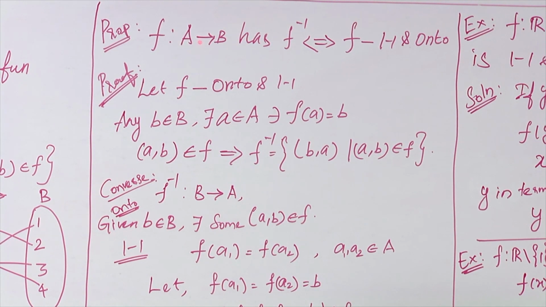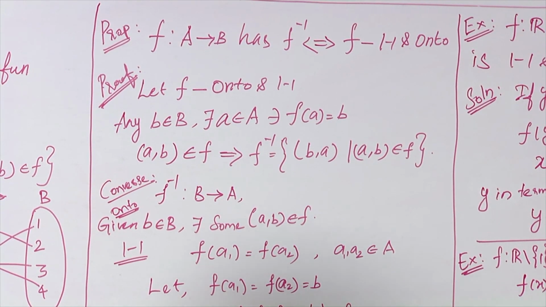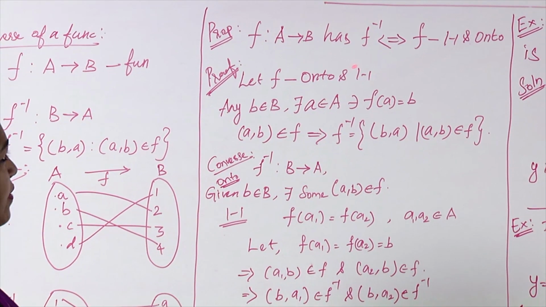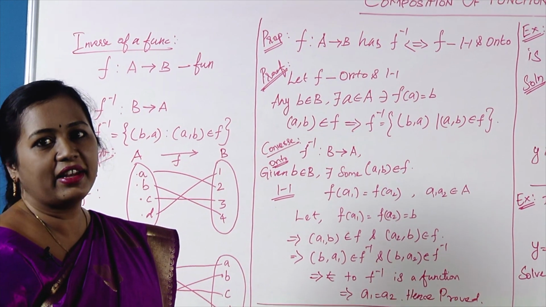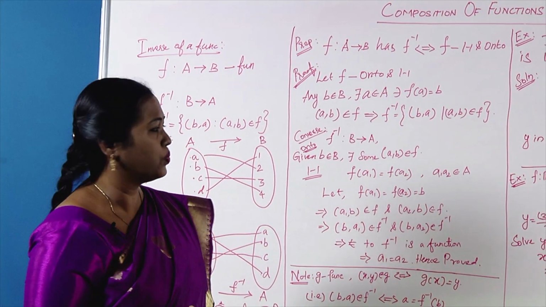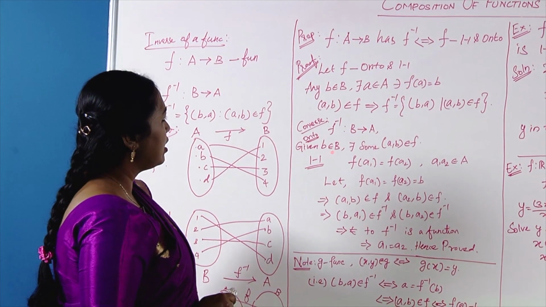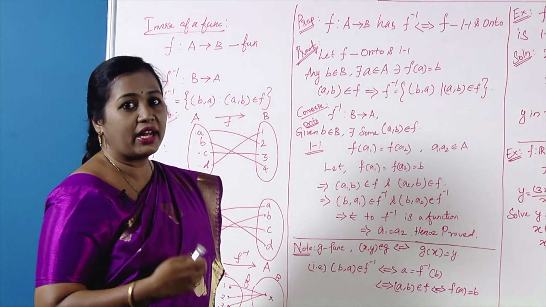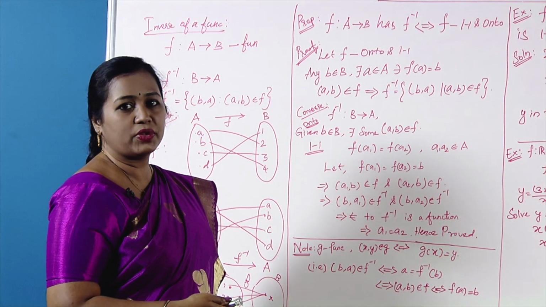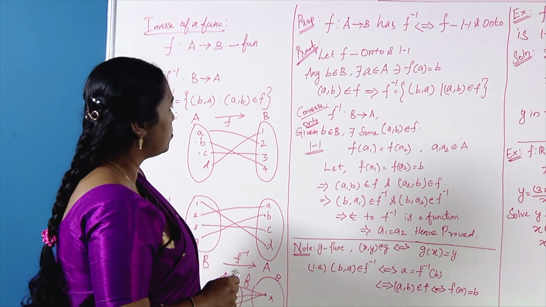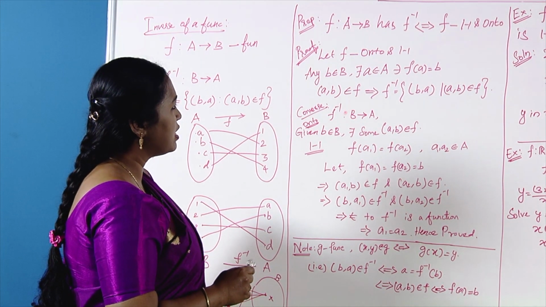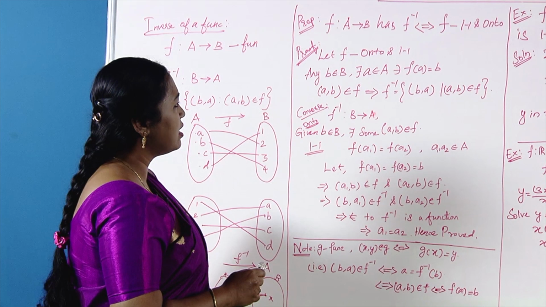Now, this is an if and only if condition, a necessary and sufficient condition. So, I have to prove the reverse as well. Suppose I have a function which has an inverse, then I must prove that f is 1-1 and onto. Converse: suppose f inverse exists from B to A. Now I must prove that f is onto, and then I am going to prove that it is 1-1. So, if it is onto, given any b belonging to B, for f inverse, this is the domain and A is the codomain.